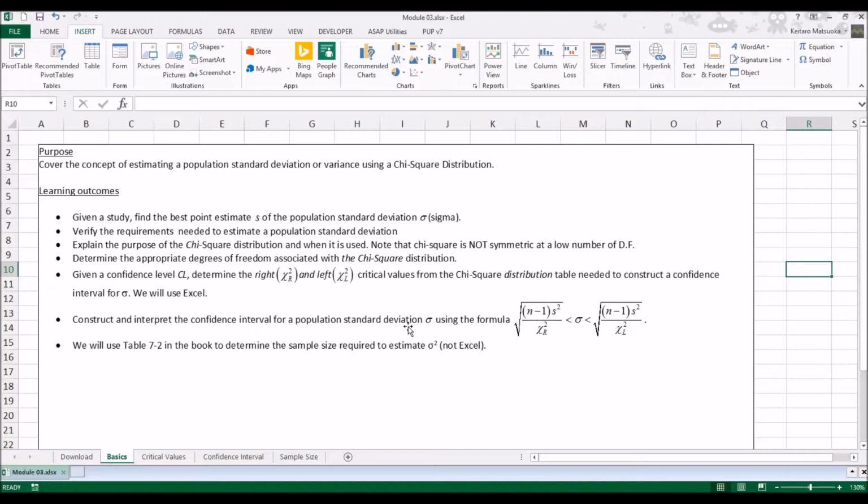Just like last time, we need to determine the sample size required to estimate sigma or sigma squared. But in this case, instead of using Excel, we'll be using a table to determine the required sample size. So let's take a look at the critical values.